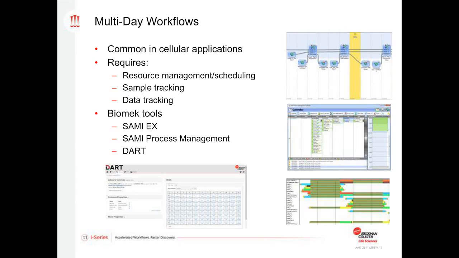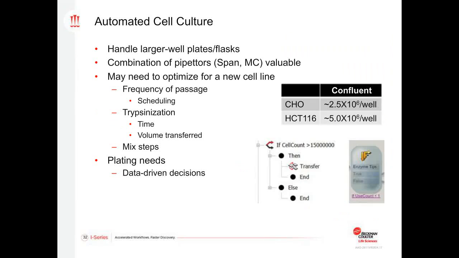So to wrap up the automated cell culture portion of the talk today, hopefully I've shown you that we were able to handle larger well plates and flasks, really using the span capabilities. But having that combination of pipettors, the span for those 6 well plates and the multi-channel for the microtiter plates, really is valuable for this type of workflow.